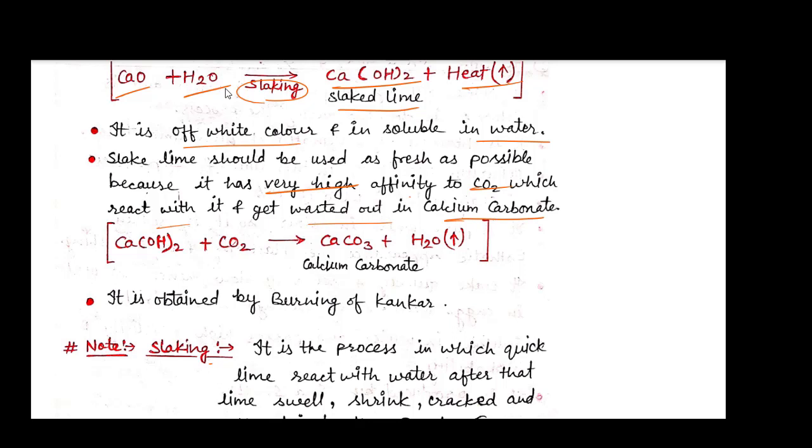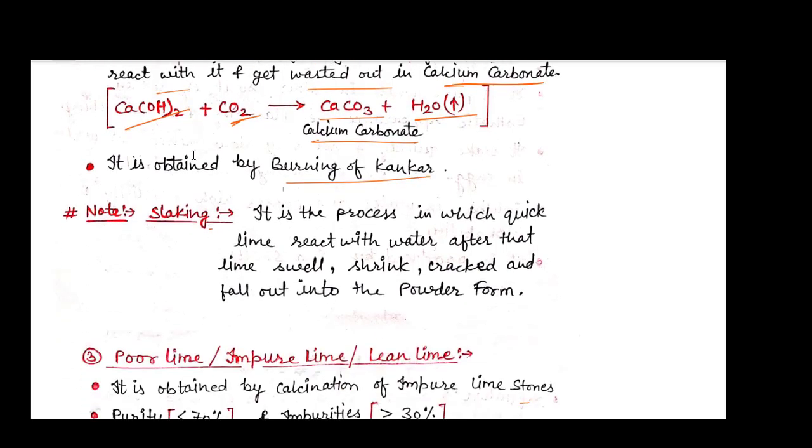It should not be mixed earlier, because if you mix it before the usage, it will form a waste product, that is calcium carbonate. So Ca(OH)2, the slaked lime, when it reacts with CO2 present in the air, forms calcium carbonate, CaCO3, and some amount of H2O is released. It is obtained by burning of conkers. Here the conkers are small stones which are obtained from the sea or the river bed.